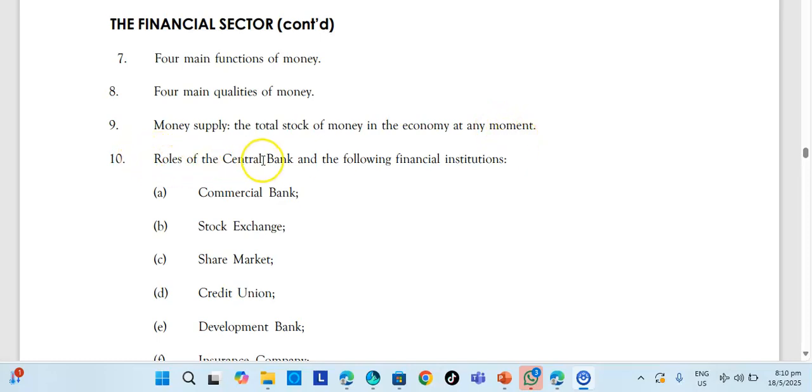Now, what are the roles of the central bank and the following financial institutions?